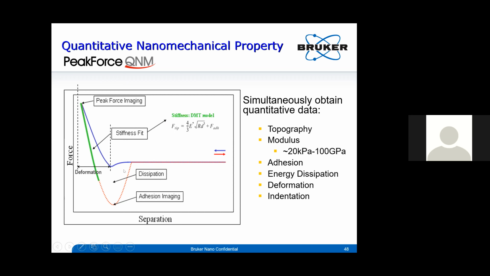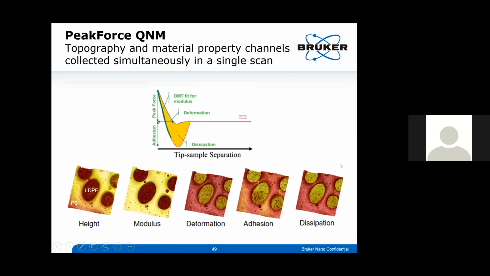Energy dissipation is the area in between the two curves. And we look at the deformation, the indentation, and create maps of all of this. The calibrated range for modulus, we can go down to about 20 kilopascals. That's nice for hydrogels, and if you're doing that, I can give you some pointers if you want to contact me later. It can go up to stiff materials, about 100 gigapascals.